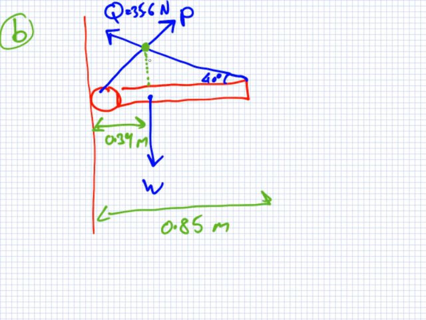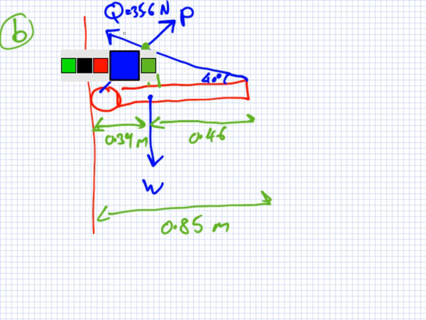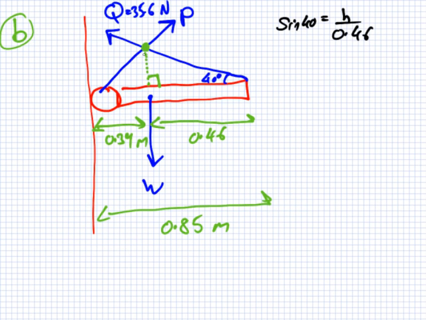Okay, so we know that this meets here. So it means that we know that this one here will be 0.85 minus 0.39. So that is 0.46. Now, what else can we know? We know that that's 90 there. What else can we know? Oh yeah, because we know the base here and we know the angle here, we can know this height because we could say that sine 40 equals the height over 0.46 if this is the height here.